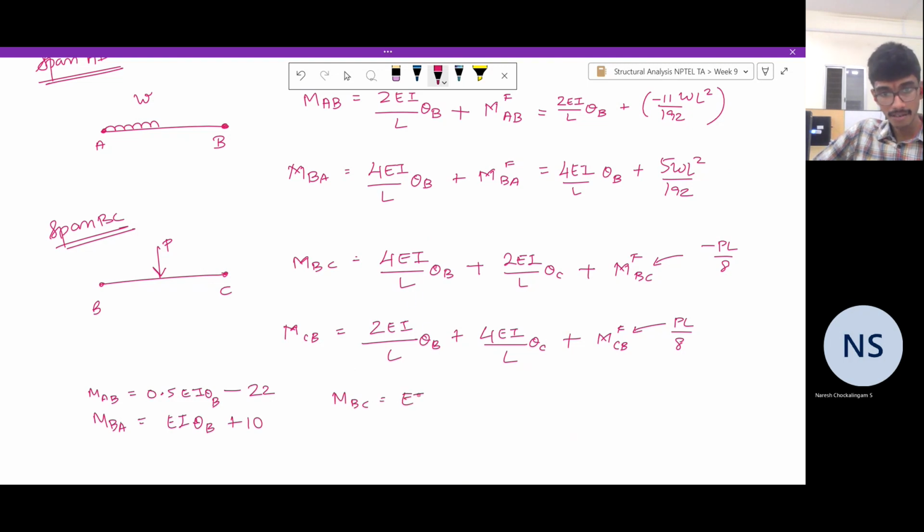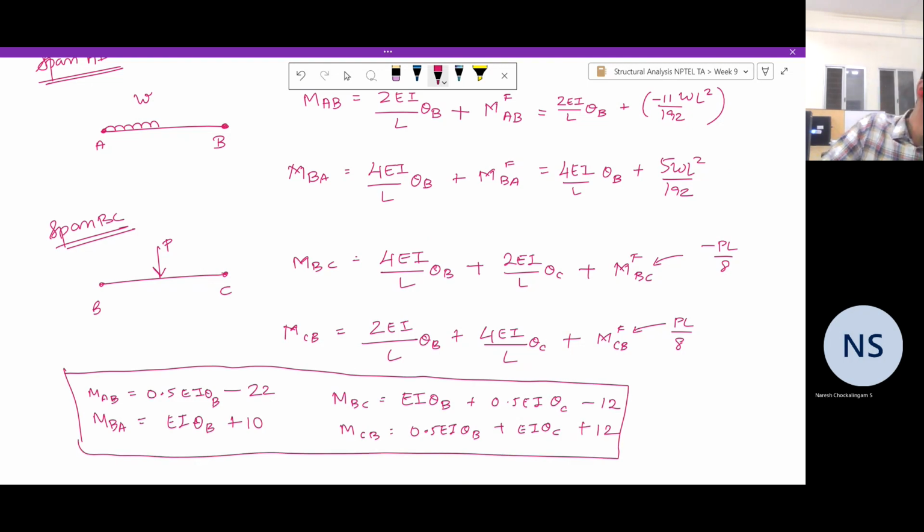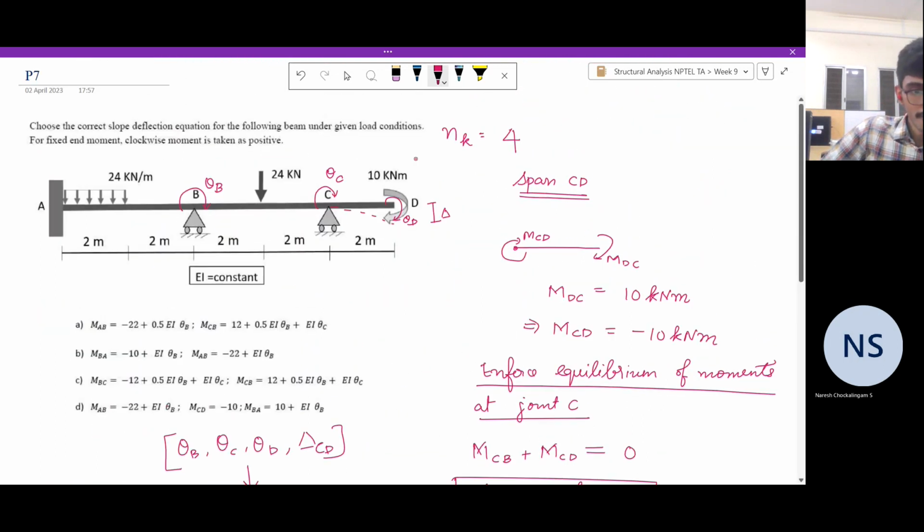So that is EI theta B plus 0.5 EI theta C. This is PL by 8. P is 24, 24 into L is 4. 4 by 8 is half. So half of 24 is minus 12. And MCB is 0.5 EI theta B plus EI theta C. This is plus 12. So these are the slope deflection equations for these two spans. So let's see which option it is. So this is option A.